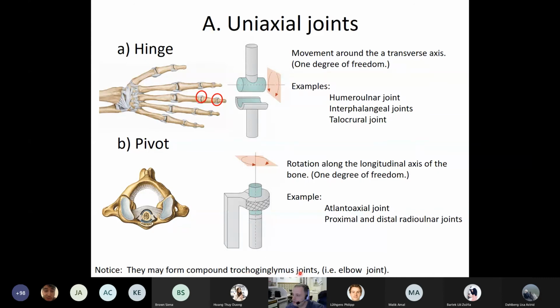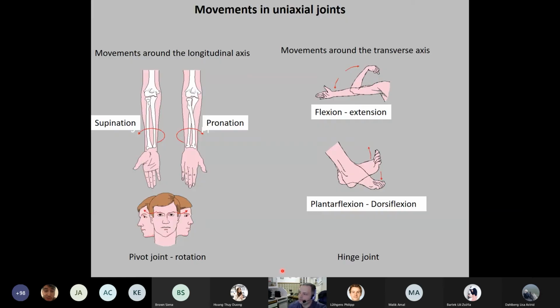This is the so-called trochoginglymus joint, because the hinge is called in Greek ginglymus, and the pivot is called in Greek trochoid joint or trocho joint, and therefore it's the trochoginglymus, the combination of those two. You will find this later when you talk about the elbow joint in detail.